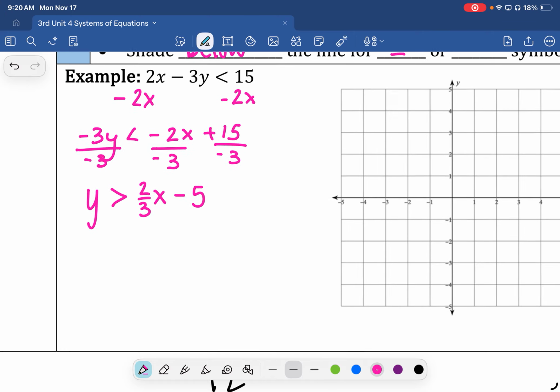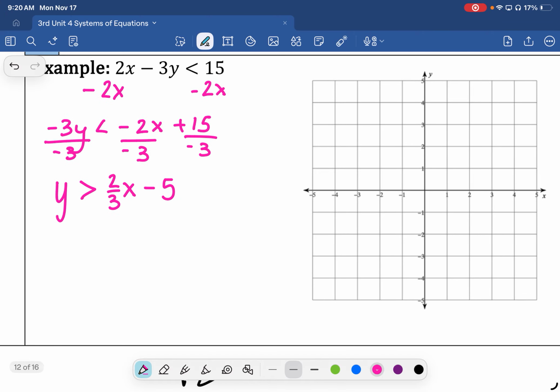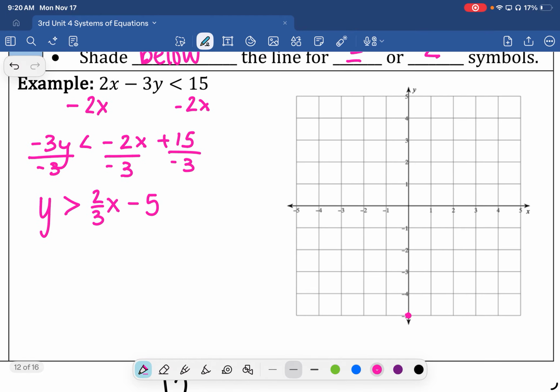So now we graph that just like a normal line. What is our y-intercept? And then what is our slope? When we go over, which way am I going over? To the right. So up 1, 2, to the right 1, 2, 3. Now, our inequality symbol tells us all the things we need to know. Okay, is that going to be solid or dashed? Dashed. It will be dashed. Okay, it's also greater than. So does that mean we're going to shade above or below? Above.